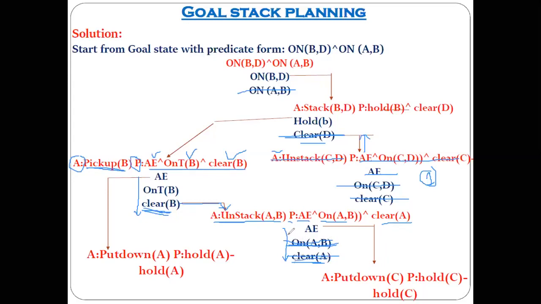Now tell me whether the arm is empty. No, because it was holding what? C. It was holding C. So you have to make the arm empty. Now what rule do we use to make the arm empty? Put down. Only if you put down what is in your hand will your arm be empty. Correct. So put down C, that is the action you have to perform.